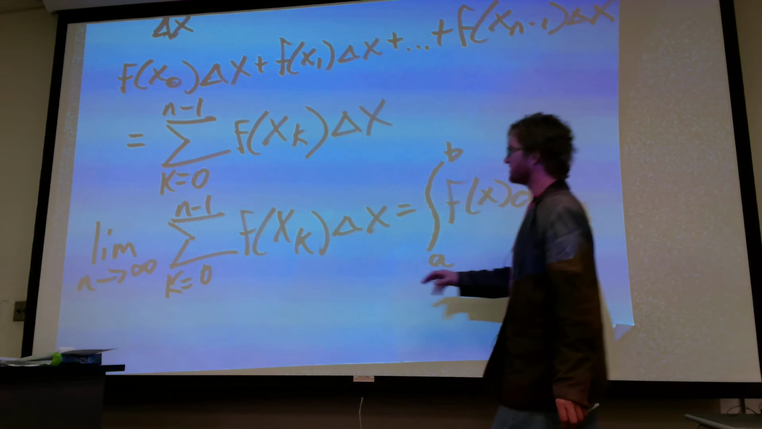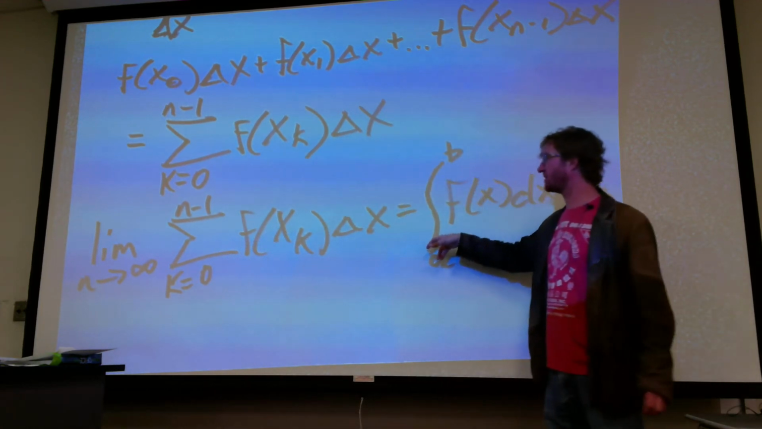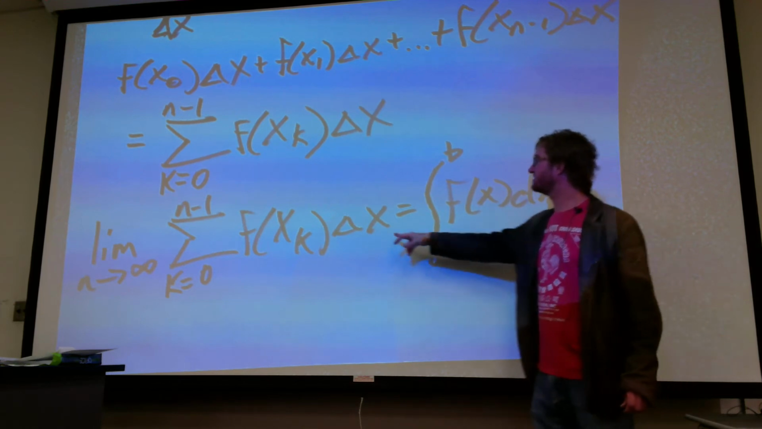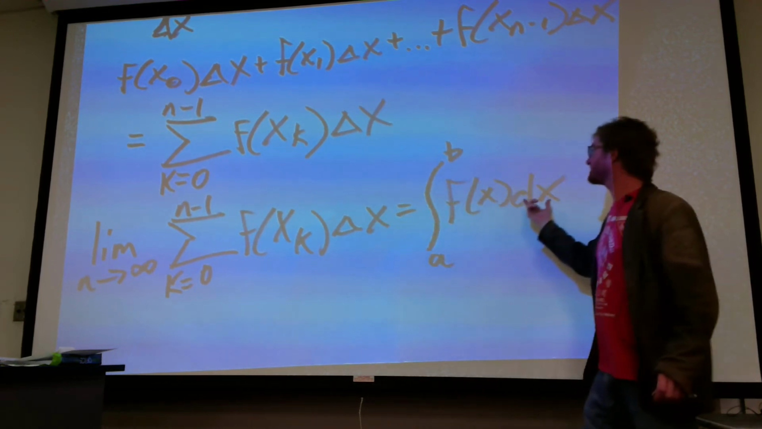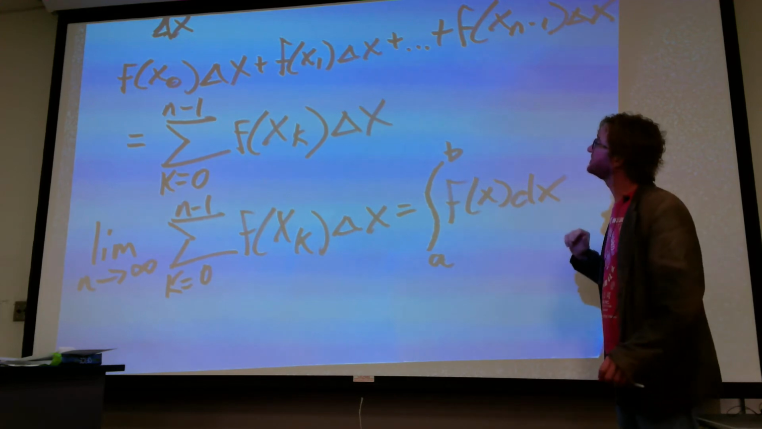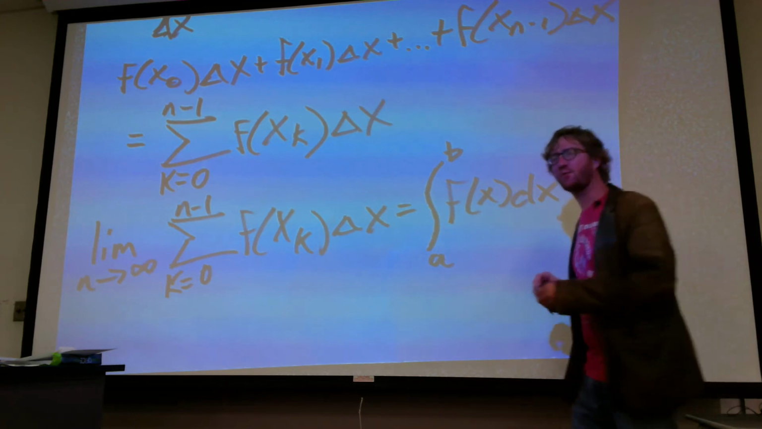So your sigma, instead of being discrete, becomes an elongated s. And your delta x, which was the measure that you were dealing with, the width, actually just becomes a dx. Okay? And so this one right here is a left sum. Let's have a look at what a right sum would be.